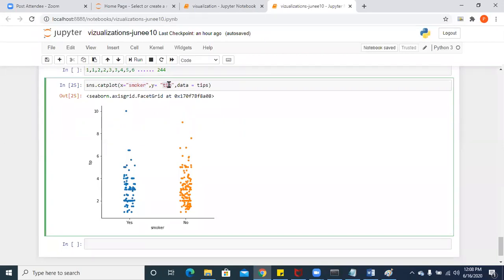And you can also check the distribution of the plots between two categorical data and one numerical data. So how can you do that? So x is day, y is tip, and I want to compare it with sex. Hue is nothing but the comparison argument, and I give it as sex.